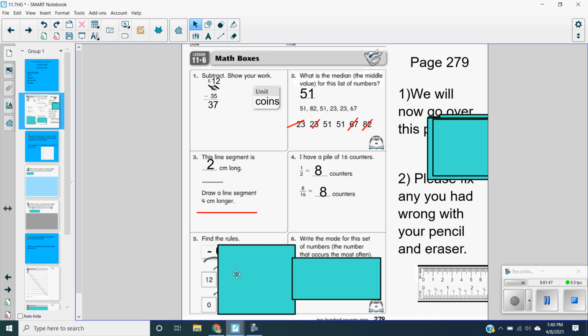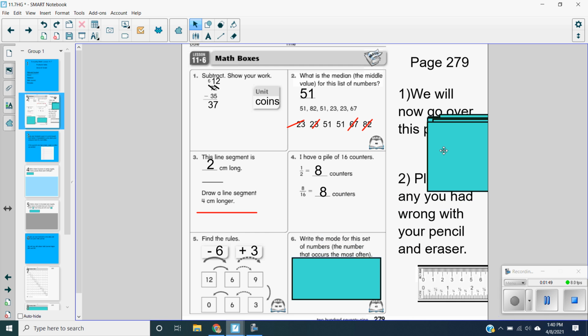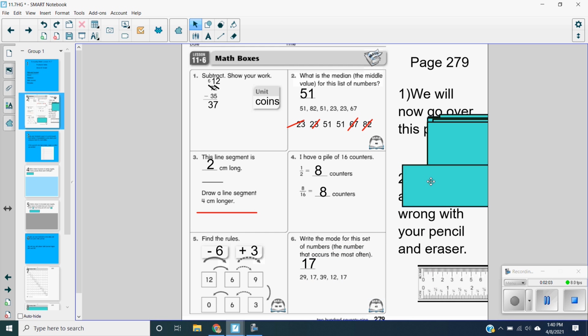For question 5, you needed to find the rule. So I can see whenever there was a dark line, I needed to subtract 6. Whenever I had that dashed line, I needed to add 3. And for our last one, number 6, write the mode for this set of numbers, the number that occurs the most often. So I can see that 17 happened 2 times. So 17 was my mode. So double check to make sure you have your page correct before moving on to the next part of the lesson.